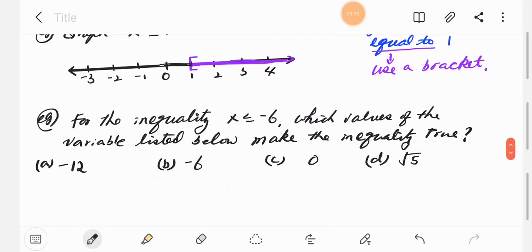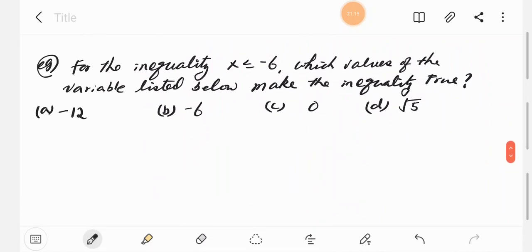Okay, next example. For the inequality x is less than or equal to -6, x is all the numbers that are left of -6, and -6 is also included. There are so many values of the variable x. So which number listed below makes that inequality true? These are the x values, so plug in the x value for the variable and check whether the inequality is true.